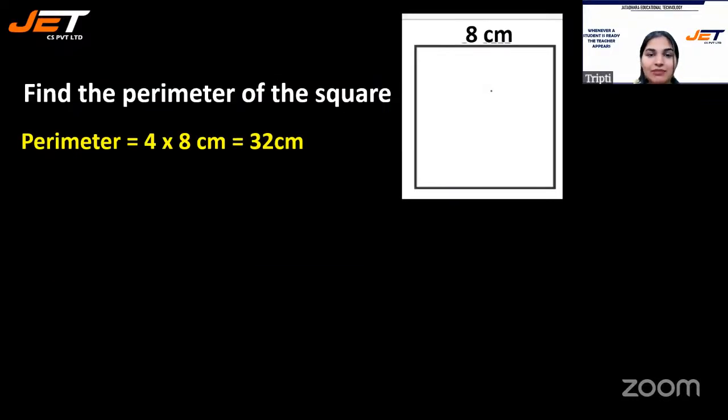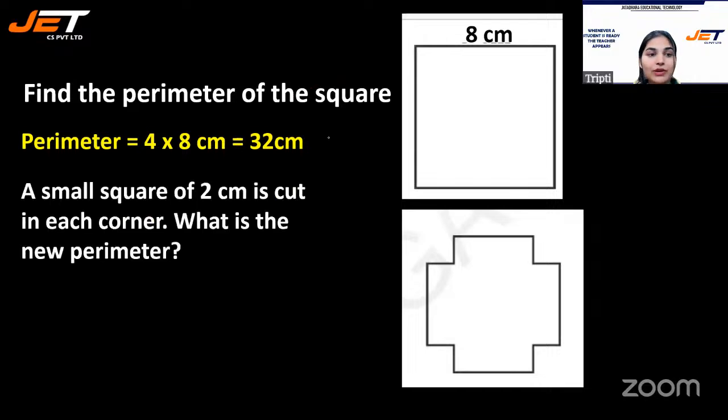Just a recap of the last class, like perimeter. If we talk about the perimeter of the square, it's 4 times 8, which is 32 centimeters. Do you remember yesterday we did perimeter? I hope you practiced. So 4 times 8 is 32. 32 centimeters is the perimeter of the square. Now, if I cut a small square of 2 centimeters from each corner, what is the new perimeter? May I know, please? Please calculate and let me know.